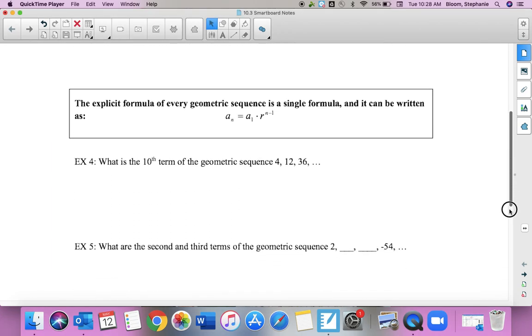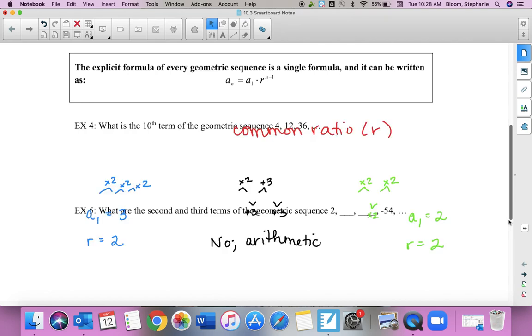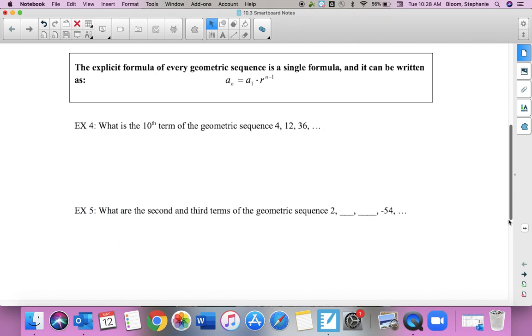Now we have this explicit formula, and the explicit formula looks like this. So I'm going to go ahead and highlight so we know. The explicit formula for a geometric sequence is the following. So you need to write that down or circle it. And we know from already doing this stuff that A1 is my first term. We know that R is our common ratio. And we know that N represents the number of terms in our sequence.